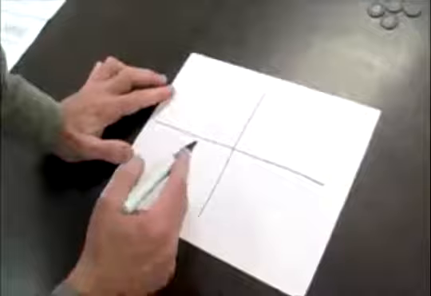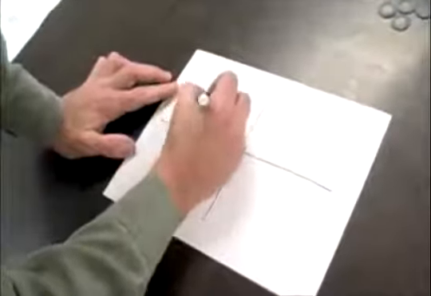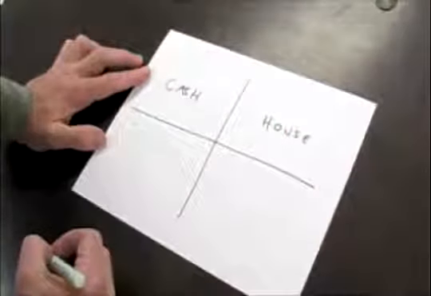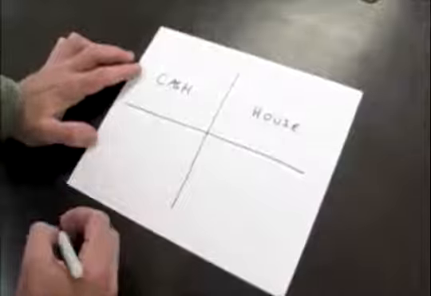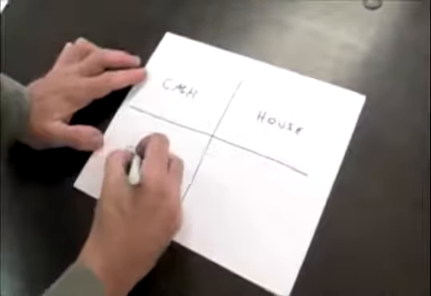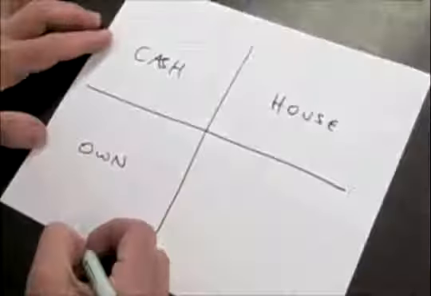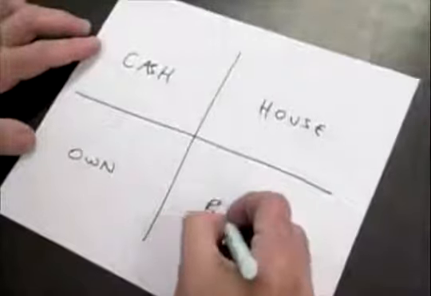A balance sheet is a statement of what you have, which could be, for example, cash, or it could be a house, and a statement of where what you have came from. It could be because you own it, or you might have borrowed it from the bank.